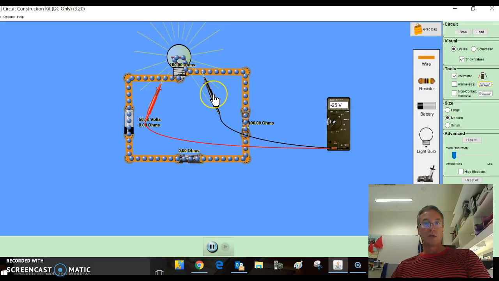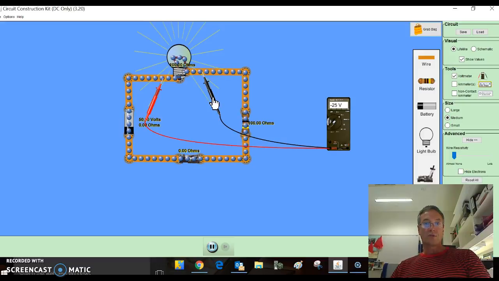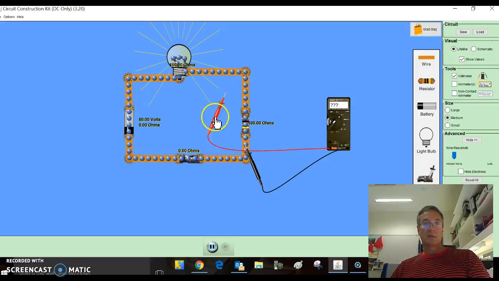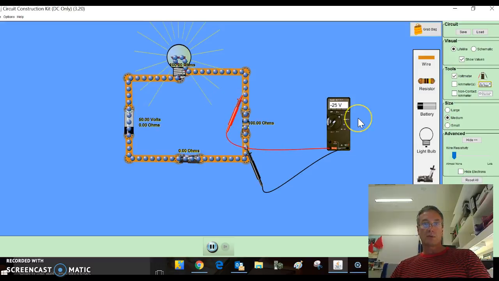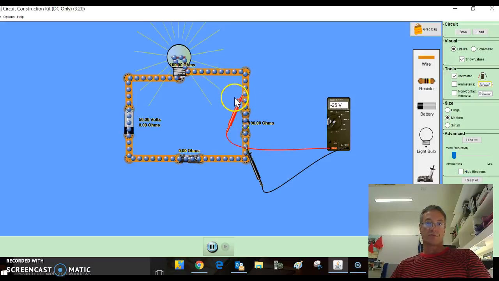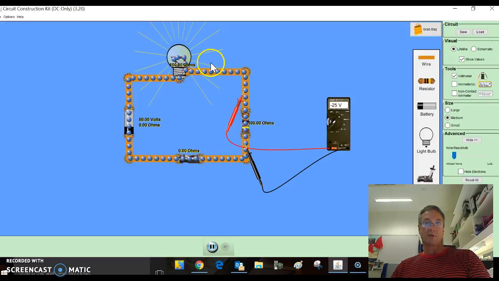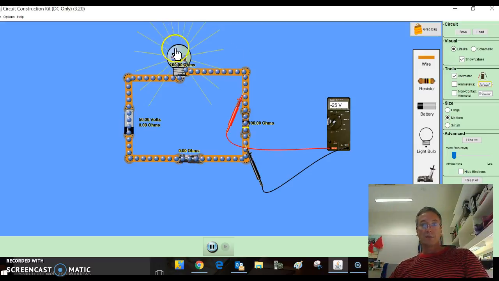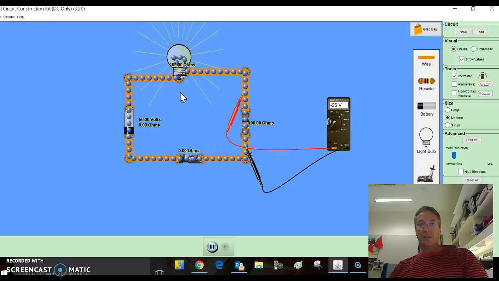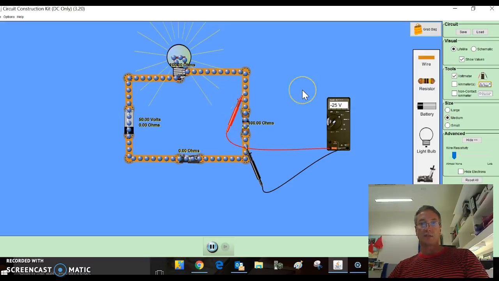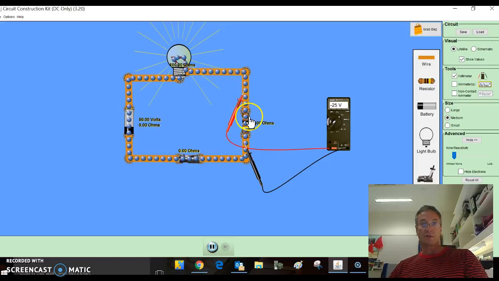So we could also do the same here, and we can see that the electrical potential difference across both components is 25 volts each. So that means that 25 joules of energy are being lost for every coulomb of charge that passes through each of these components.